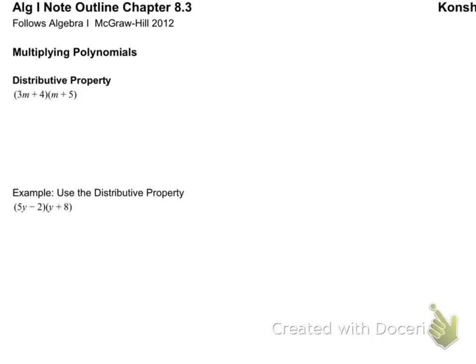This is Algebra 1, 8.3, guys. We're multiplying polynomials. Or should I say we're continuously multiplying polynomials. We did that last lesson where we multiplied a polynomial by a monomial. So all you had to use was the distributive property. Well, you can use the distributive property again today, as this first slide is showing.